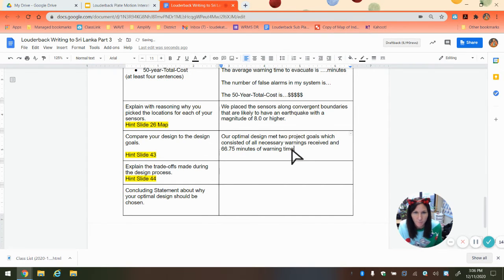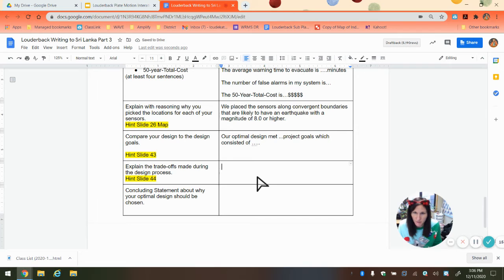Now, let's say you didn't meet the warning time. You want it to be based off of your data. So maybe yours wasn't warning time. Maybe it was false alarms, at which point you would just change the statement to be 0 false alarms or under $40 million, and you would specify the exact amount. So you want this statement to be specific to your actual goals that you met, and then you want to list them out. It kind of adds emphasis to why your design is the best.